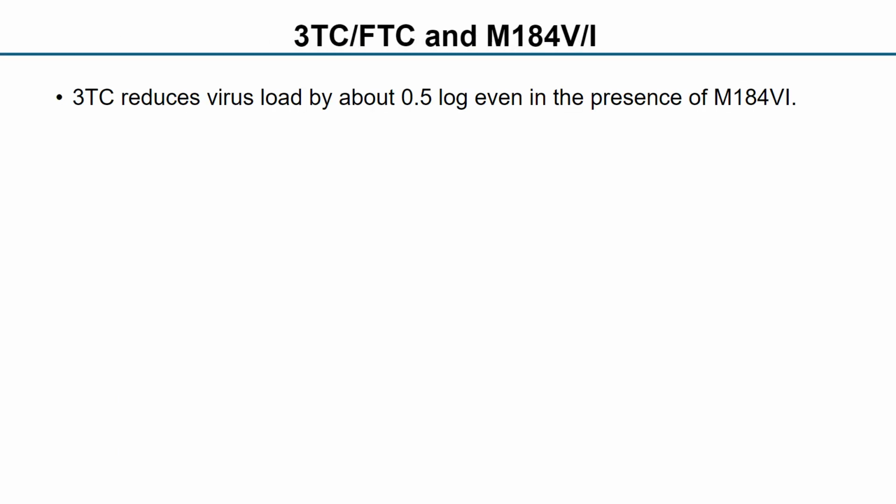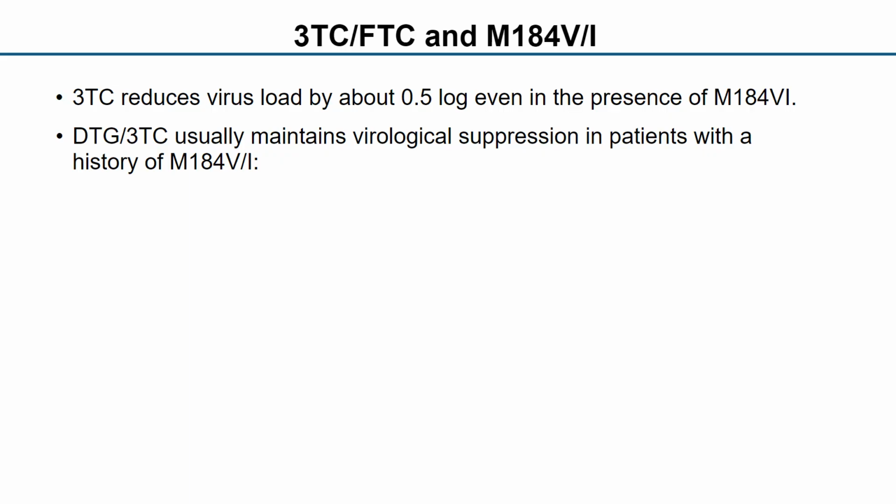In the earliest monotherapy studies, 3TC reduced plasma HIV-1 RNA by roughly 50-fold, or about 1.7 logs. Several trials also showed that even after M184V and I emerged, viral load remained about 0.5 logs, or about 3-fold lower than baseline. This modest residual activity appears to be clinically meaningful.